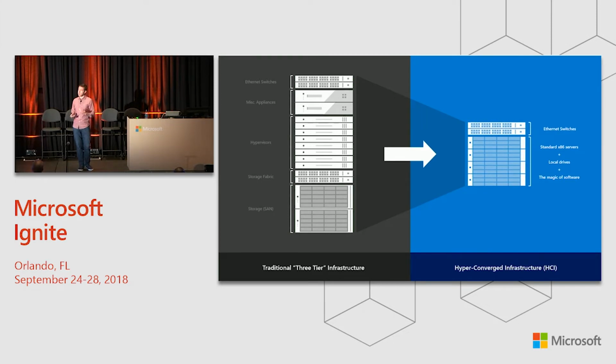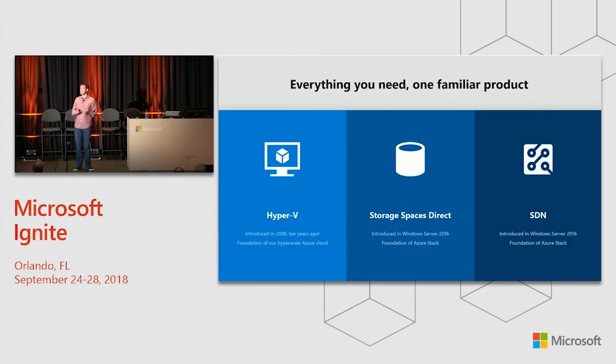You may not need the hardware appliances if you're able to replace them with software appliances, whether that's from Microsoft or from a third party. People are consolidating as they move to hyper-converged infrastructure. And there's no easier way to do this than with Windows Server 2016 or 2019, which both include Hyper-V, Storage Spaces Direct, and software-defined networking in one familiar product and license.